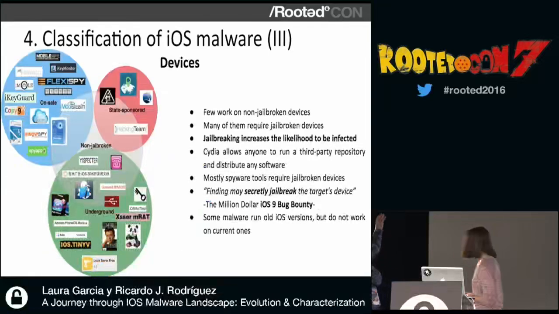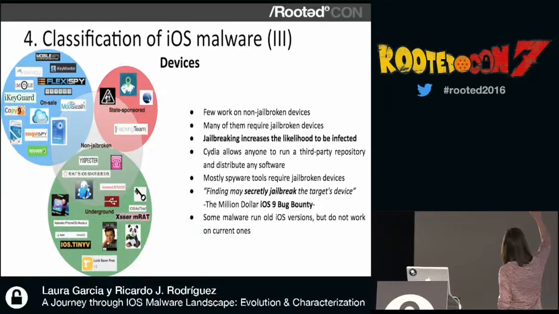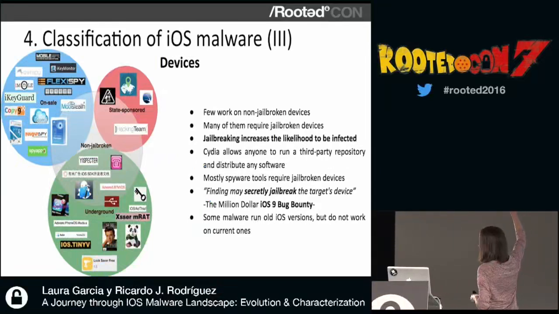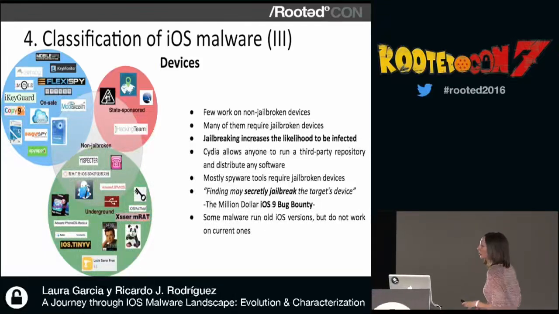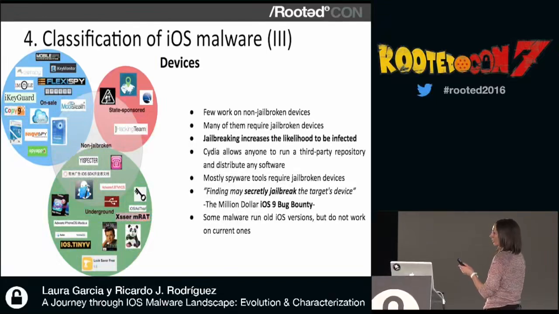By the way, you can see now in these images on the right, this blue bubble is spyware sold to the public. The magenta one is state sponsored, and the green one is malware on the underground, and the gray bubbles are only installed on jailbroken devices.